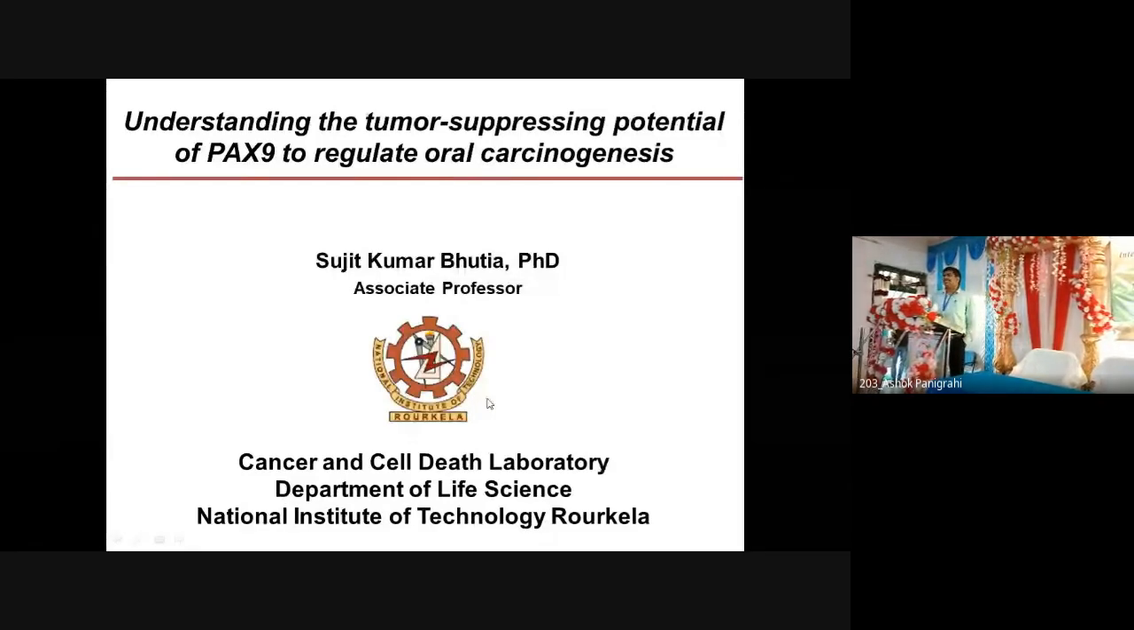I will briefly narrate what we are doing at NIT Rourkela. We are working on oral cancer. We are looking at how we can increase cell death of the cancer, because cancer cells escape approaches. The main aim is how to promote cell death with fewer side effects.